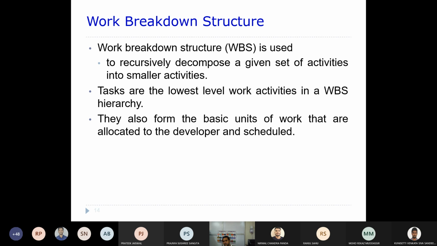So we'll talk about the work breakdown structure. As part of this work breakdown structure, what do we try to do? You recursively decompose the set of activities into smaller activities, and you keep on decomposing them till you get to a fine level, a very basic unit of work that can be allocated to a developer, or that you can schedule.